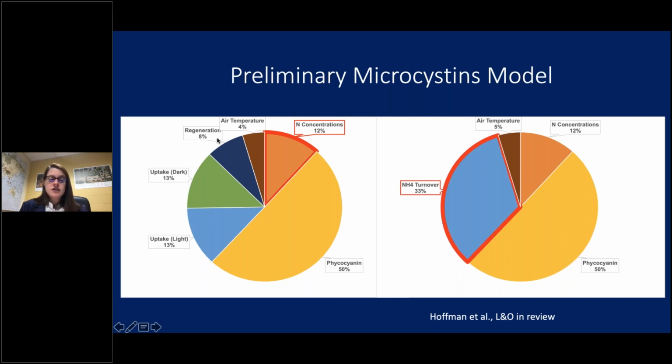And then regeneration accounts for about 8% of it. So together, that's about a third of the explanatory power of the model. And that's pretty important. So when you're saying, okay, well, I can only get an R squared of 0.4 or 0.5, well, if your total R squared is 0.83, that makes sense, right? If your uptake and regeneration could be explaining about a third of it.